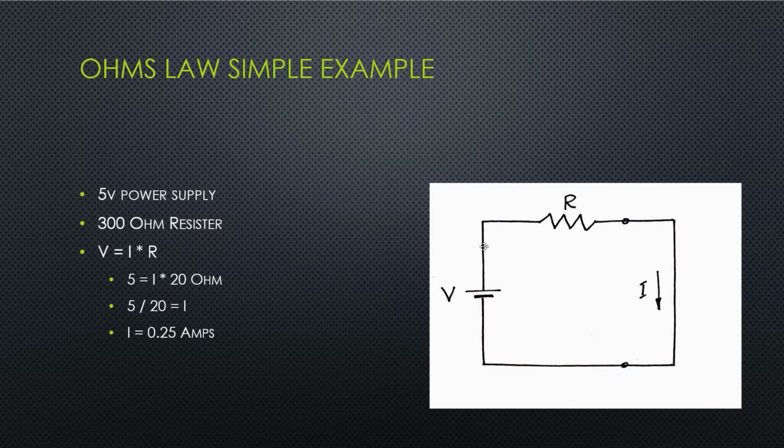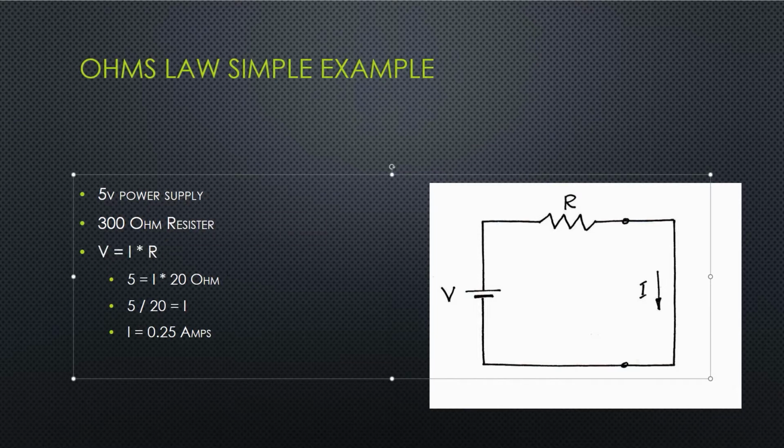So here we go. Here's a really simple circuit. We've got a voltage supply. We're going to assume 5 volts in this case. We've got a 300 ohm resistor, and we're kind of curious about how much current is going to flow through this circuit. If we take V equals I times R, Ohm's law, and we say we know the voltage is 5, we're looking for current, and we know this is a 20 ohm resistor, we can then divide out from both sides. We get 5 divided by 20 equals amps, or 0.25, or a quarter of an amp.